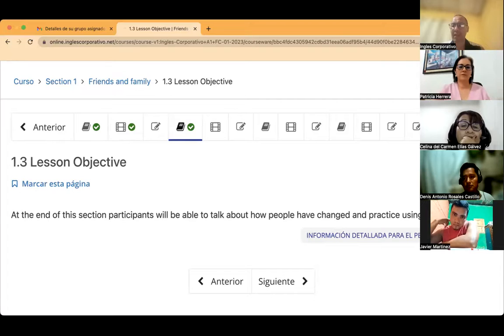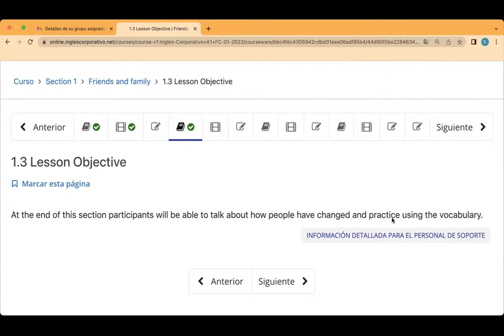Today, we're going to be taking a look at 1.3. Let's see. Dennis, can you please read 1.3? Sure. Lesson objective. At the end of this section, participants will be able to talk about how people have changed and practice using the vocabulary. Okay, good. How people have changed.